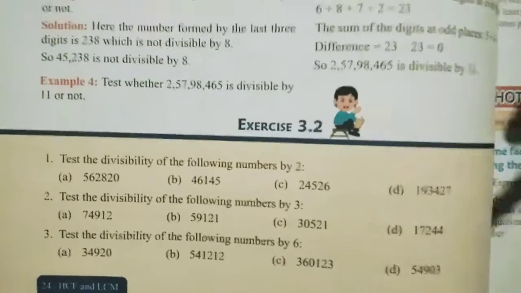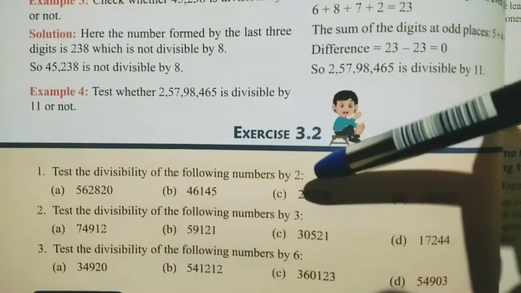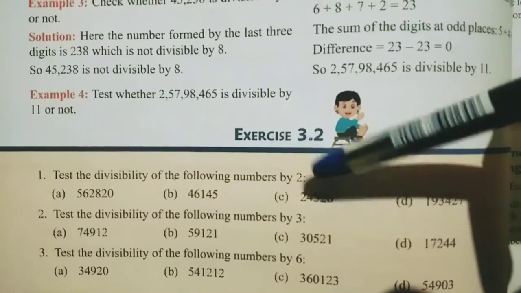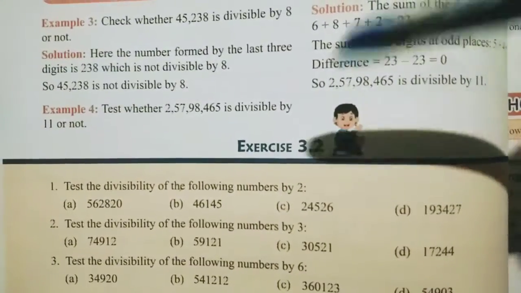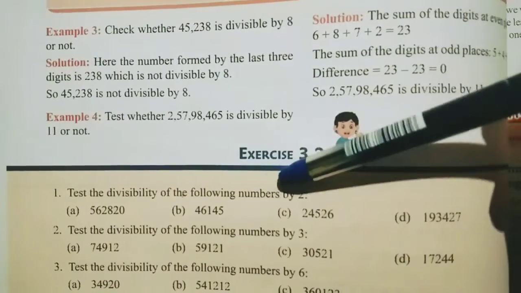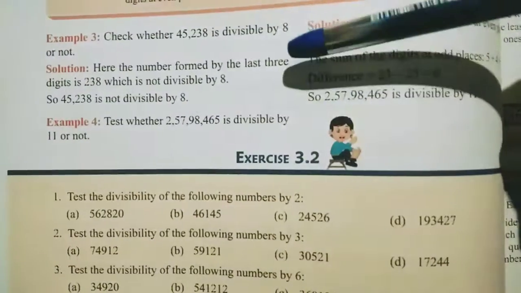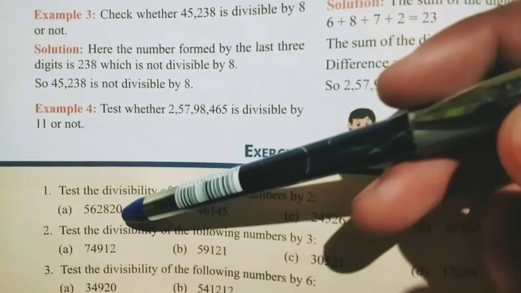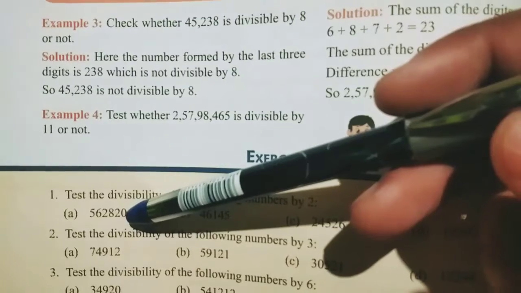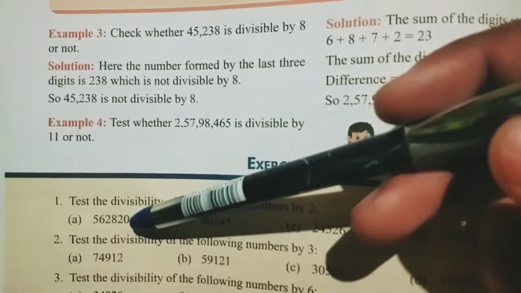So what is question number 1? Test the divisibility of the following numbers by 2. You have to check whether these numbers are divisible by 2 or not. So what is the divisibility test of 2? To test divisibility by 2, we have to see the ones digit, that means the unit place digit. So what is the ones digit here?